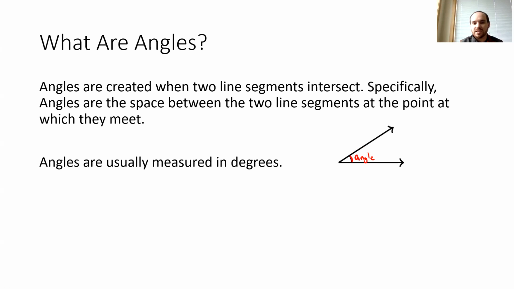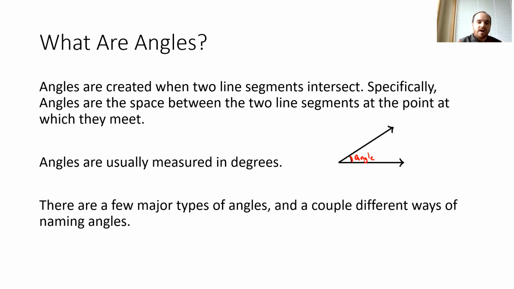Angles are usually measured in degrees, which I think you guys already know. And there are a few major types of angles and a couple of different ways for naming them. And we're going to look at that on the next slide. But I want you guys to have this part written down right here. So I'll give you a minute to do that.